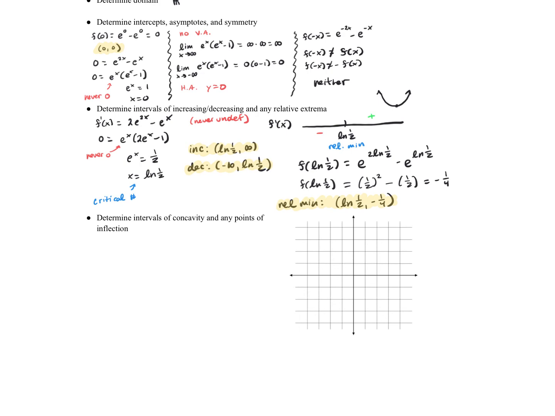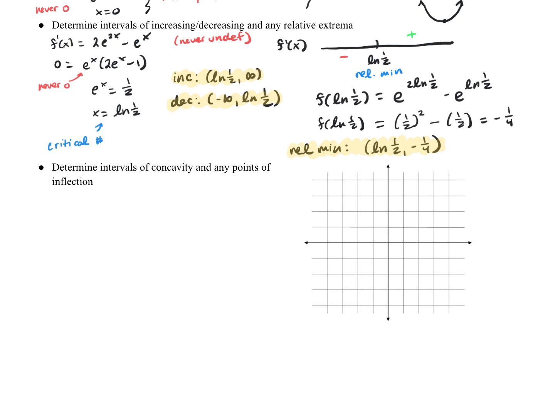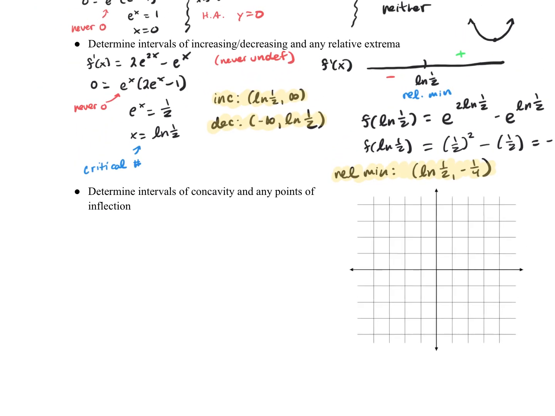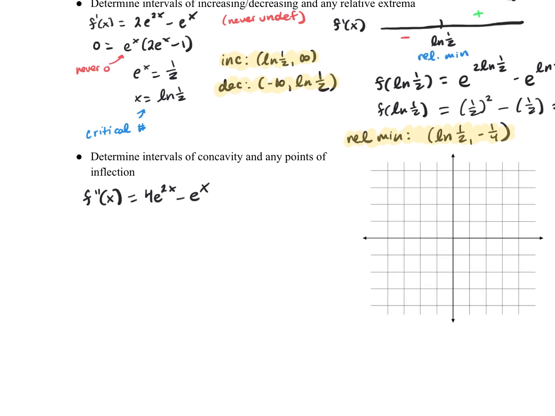Okay, so we're done working with our first derivative. So now we need to move on to our second derivative, so we could determine points of inflection and concavity. So we'll take the derivative of our first derivative. So we get 4e to the 2x minus e to the x. So again, this function is never undefined. So I'll make a little note. Never undefined. So that means that our points of inflection would only occur when it's equal to 0.